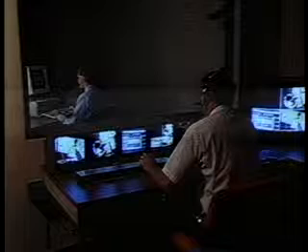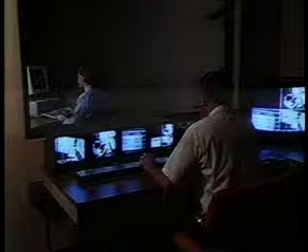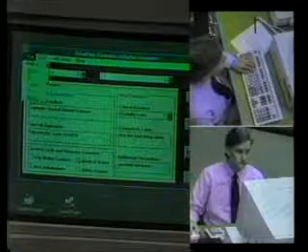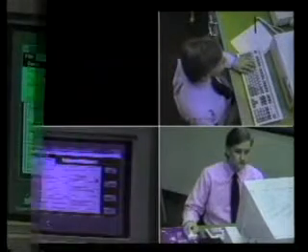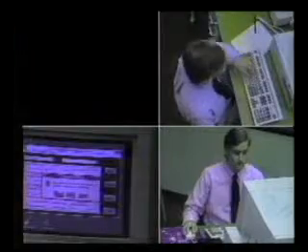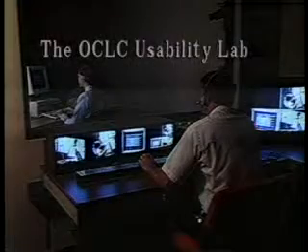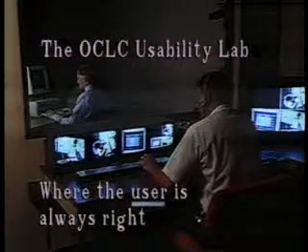From the observation room, the user's actions can be viewed through a one-way mirror and their comments recorded. Video cameras capture the screen, keyboard, and user. In this way, we don't need to guess what problems need to be corrected. We can see them. The cost of the lab was about $20,000. This cost was quickly recovered by making products more usable and increasing product popularity. Next time you're in Columbus, visit the OCLC Usability Lab, where the user is always right.